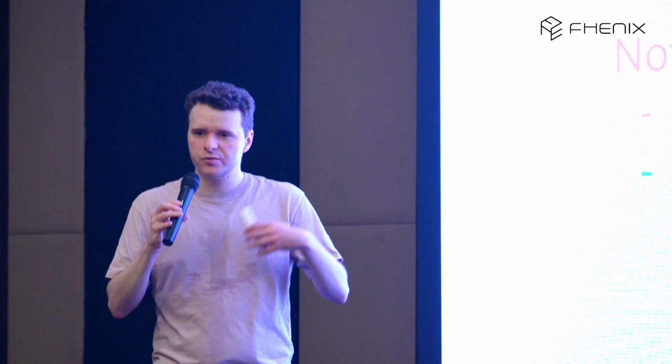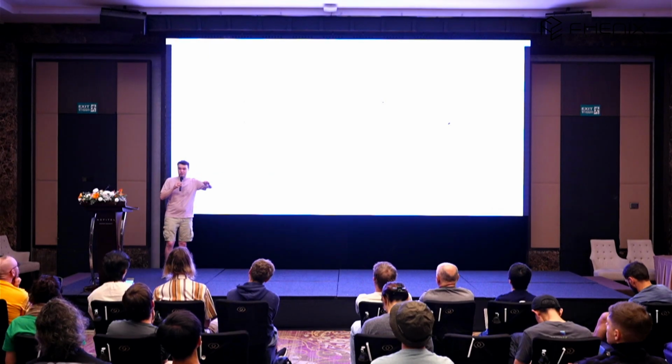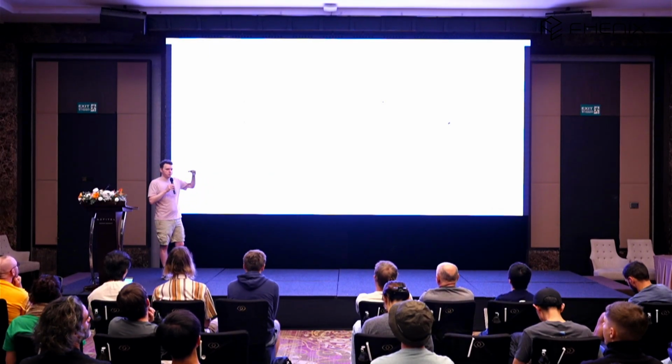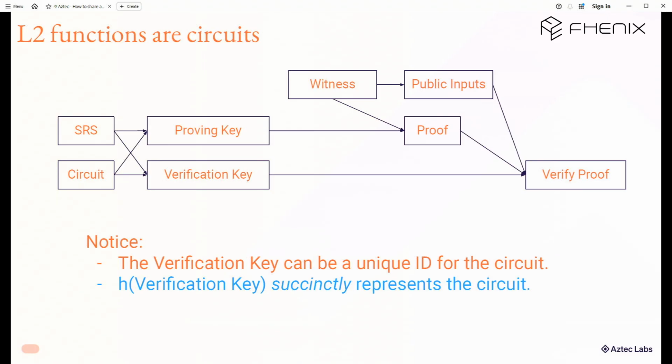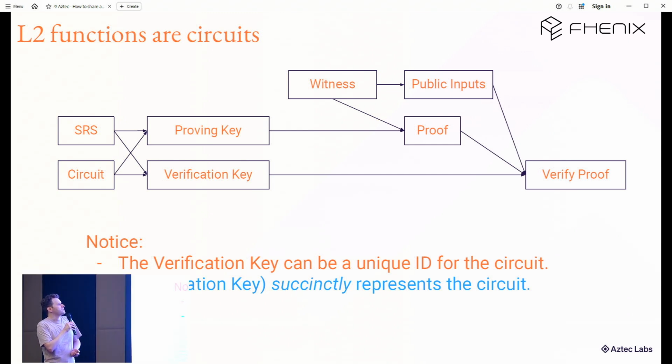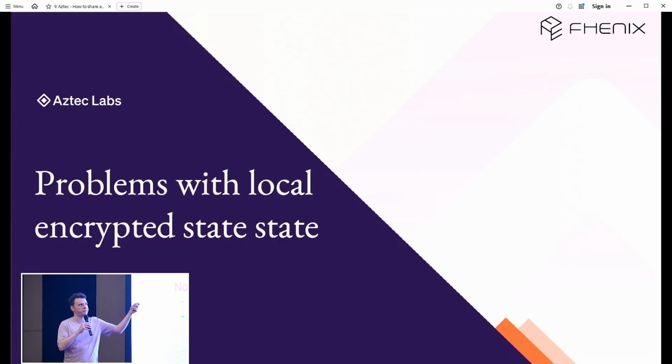Our programming language for Aztec is Noir. It's a Rust-like language in which you can write a program, and it gets compiled to a circuit. A Noir contract can contain multiple functions, and each function compiles to a circuit. So your contract is represented by basically the set of all the function verification keys. You can use these verification keys to construct a unique identifier for the circuit. The hash of them all will be a precise representation of the circuit, so no other circuit will be able to hash to that same value.